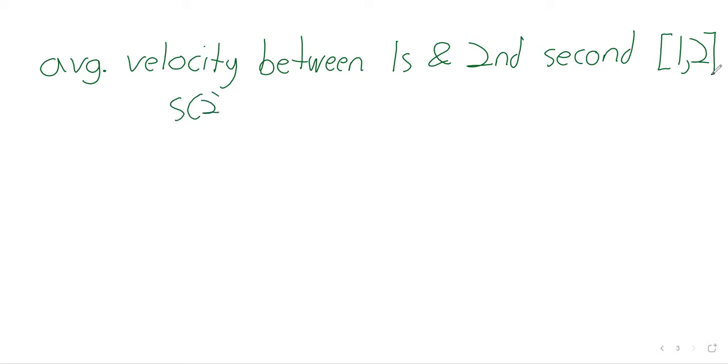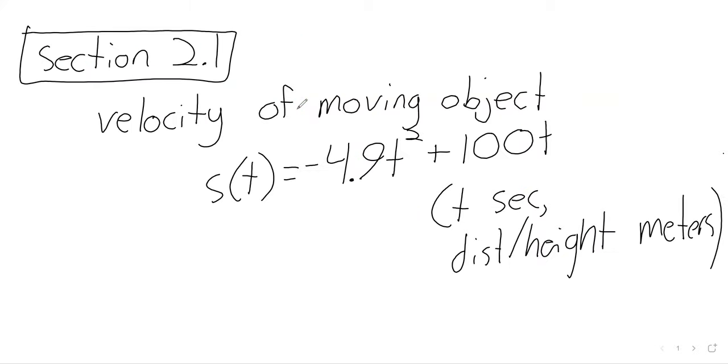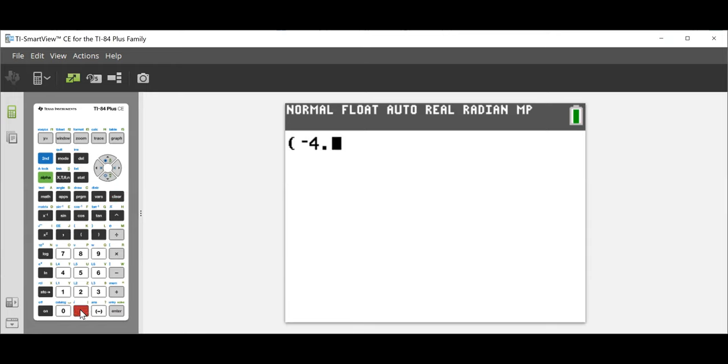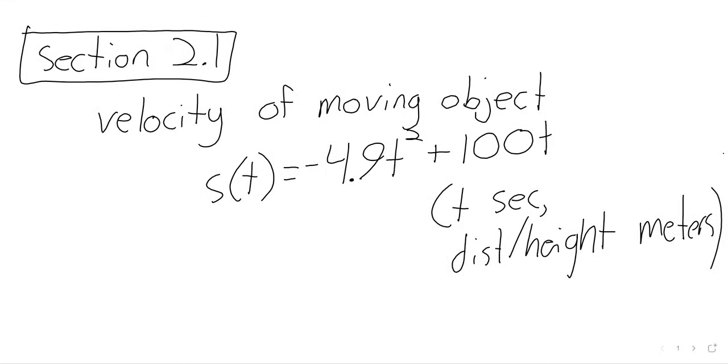It's going to be s of 2 minus s of 1, divided by 2 minus 1. And then this is going to get a little ugly because our formula is kind of ugly. We've got this negative 4.9 and we've got that square. So let me see if we can get this in our calculator. So negative 4.9 times 2 squared plus 100 times 2.